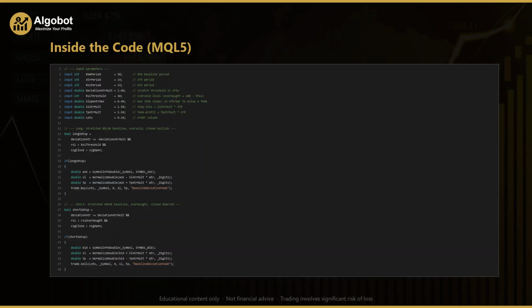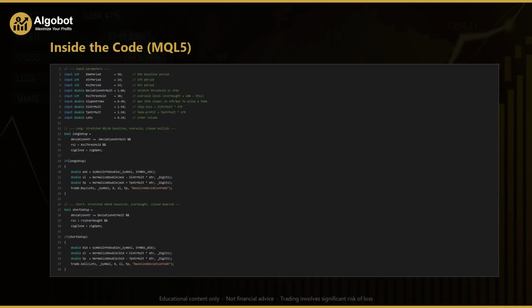SL ATR multiple and TP ATR multiple size the stop loss and take profit, and lots sets the order volume. Look at the long block. The Boolean called long setup is true only when all three parts agree. Deviation ATR is less than or equal to the negative deviation multiple, meaning price is stretched below the baseline. The relative strength index is under the threshold, and the signal candle's close is greater than its open.